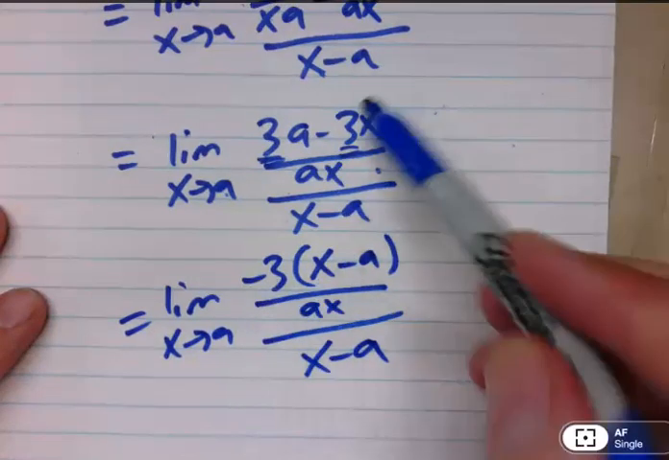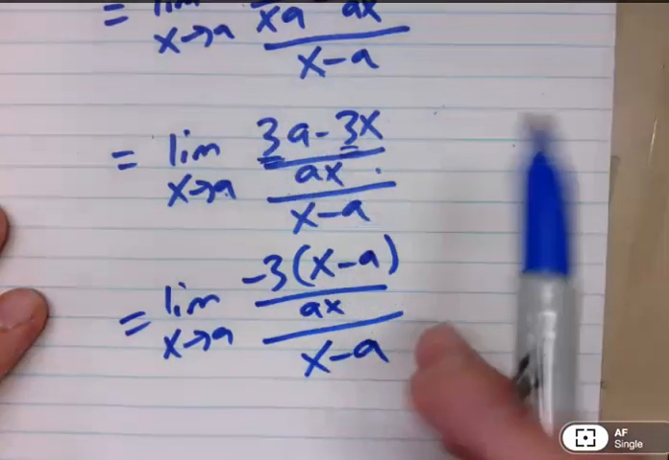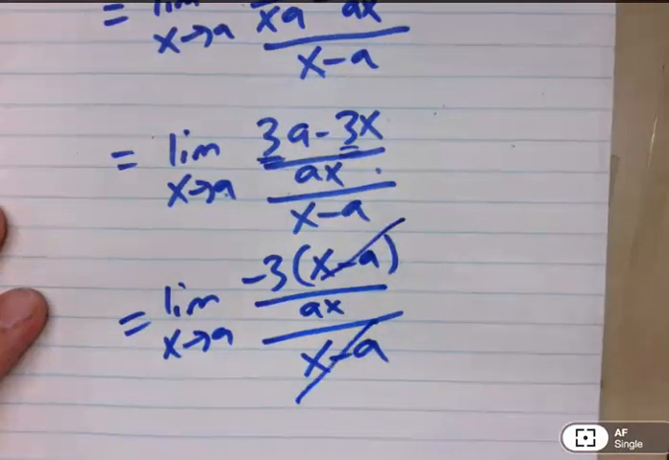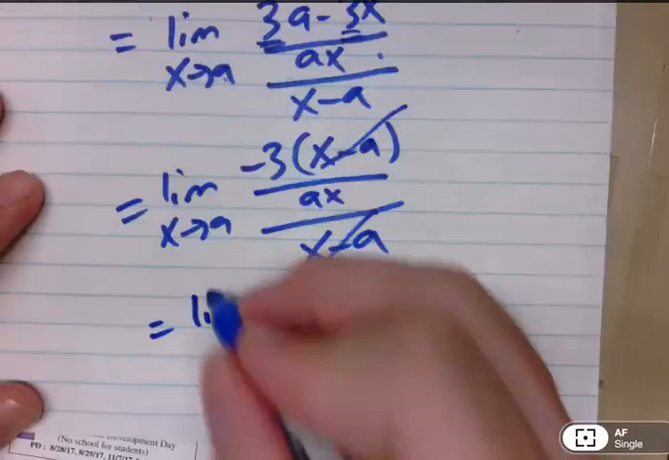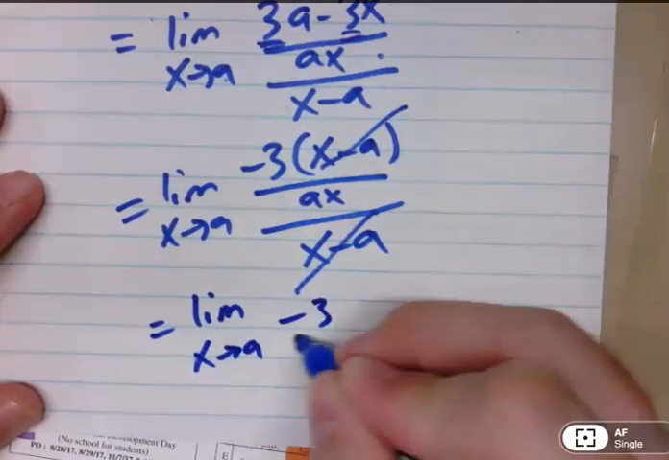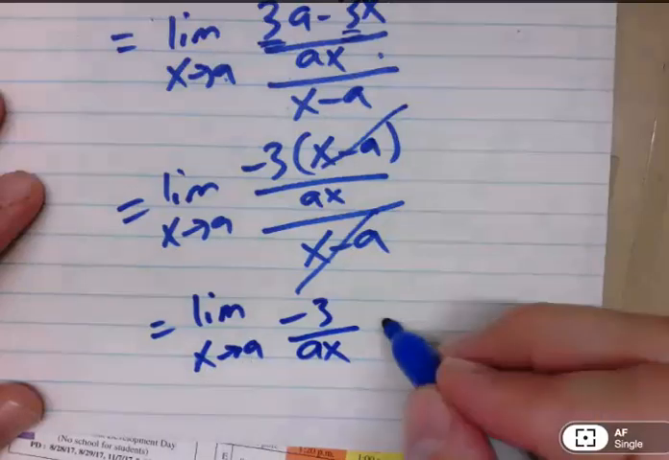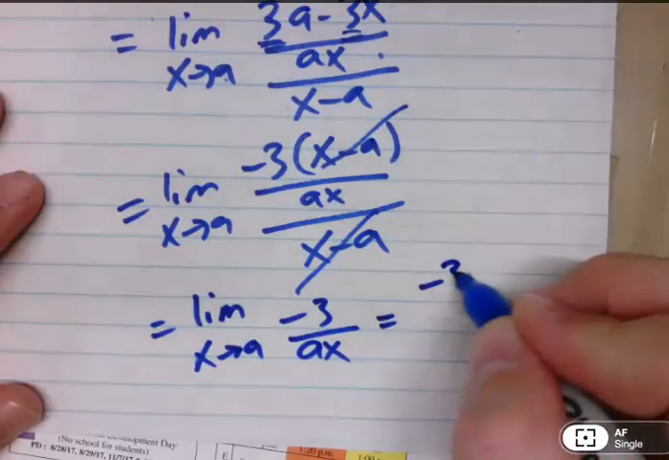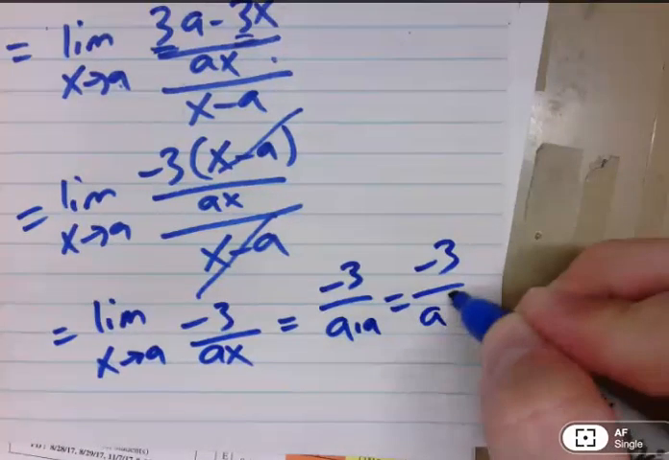Redistribute if you're not seeing it. -3 times x is -3x. -3 times -a is +3a. I just switched it around so that this would look better. Okay, so that's going to be the limit as x goes to a of -3 over ax, but as x goes to a, this becomes -3 over a times a, which is -3 over a squared.